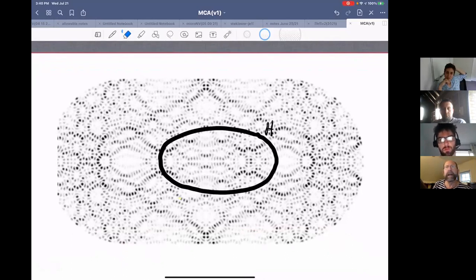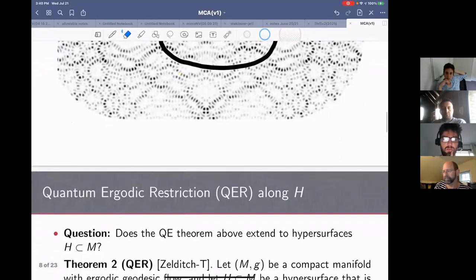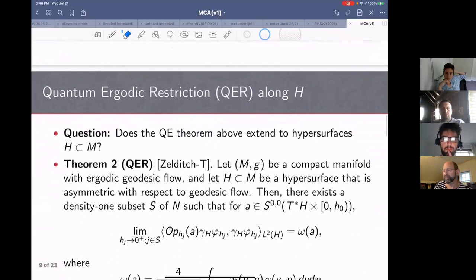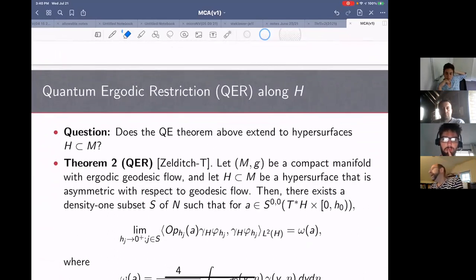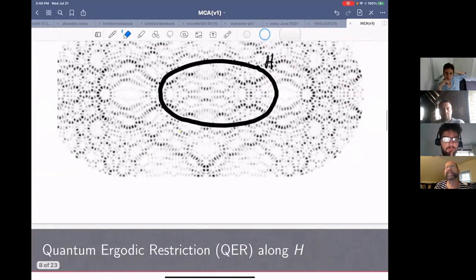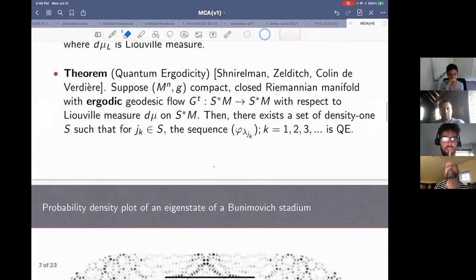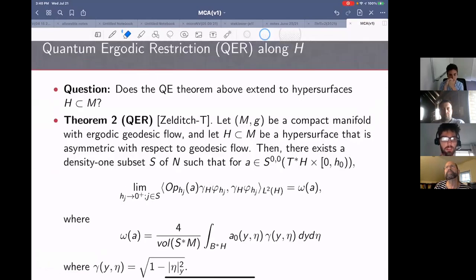And I pictured here a curve, let's say a strictly convex curve H, which I'll refer to in a minute. So what we're basically looking at are the restrictions of these eigenfunctions to such an H, and we're trying to estimate from above and below the L2 restrictions. Okay, so the basic question that Zelditch and I studied was, does the QE theorem above for the ambient manifold generalize? How can one extend this to hypersurfaces in the manifold?